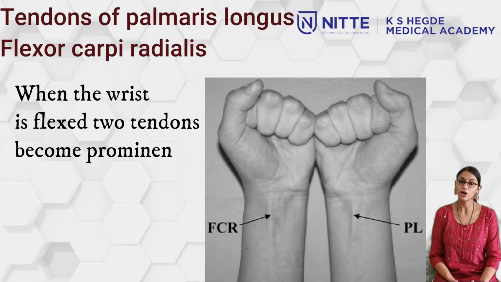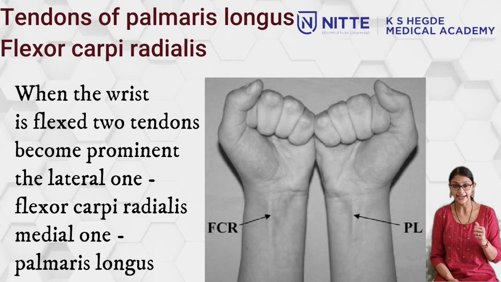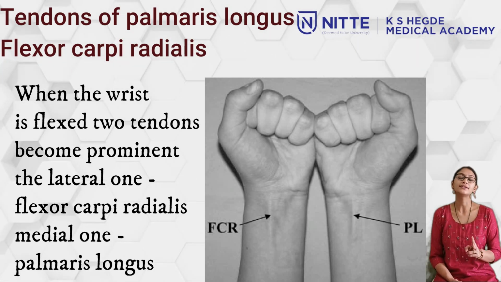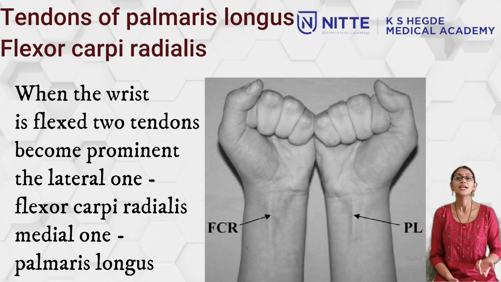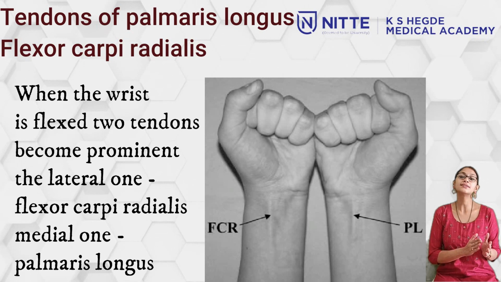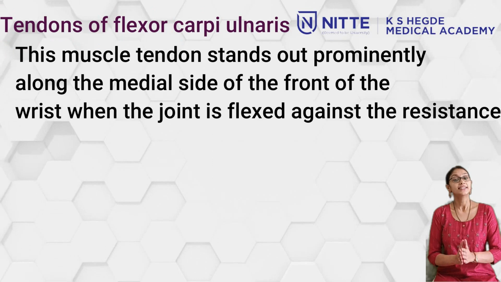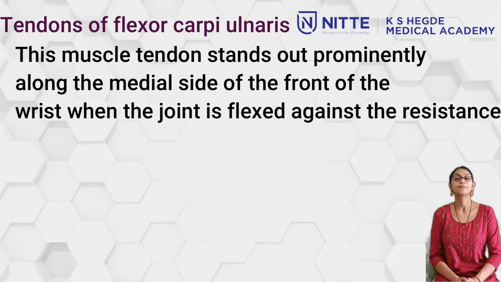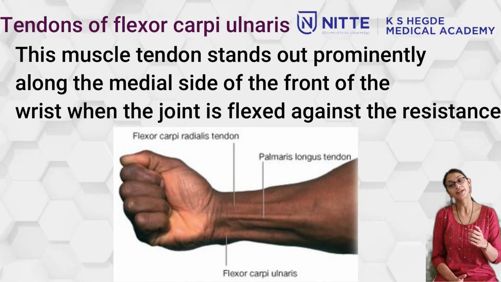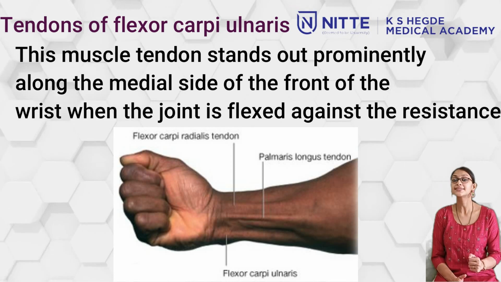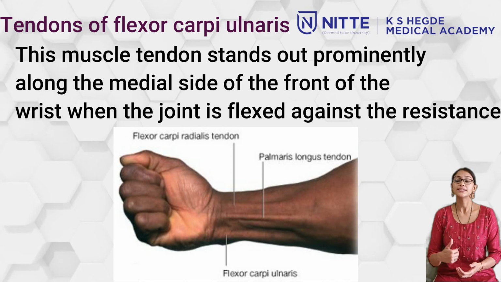Tendons of palmaris longus and flexor carpi radialis. When the wrist joint is flexed against resistance, two tendons become prominent on the lateral side of the front of the wrist. The lateral one is for the flexor carpi radialis and the medial one for the palmaris longus. The tendon of flexor carpi ulnaris. This muscle tendon stands out prominently along the medial side of the front of the wrist when the joint is flexed against resistance. When the tendon is traced downwards, it reaches the pisiform bone.